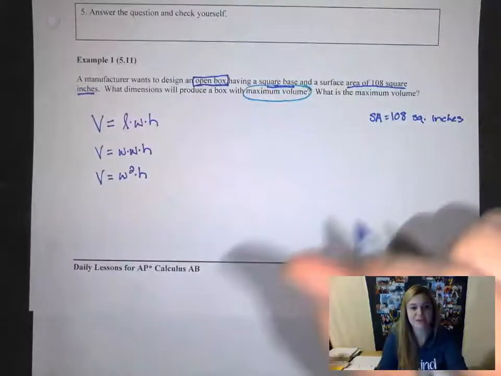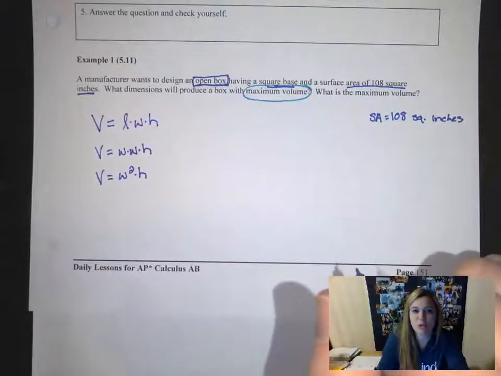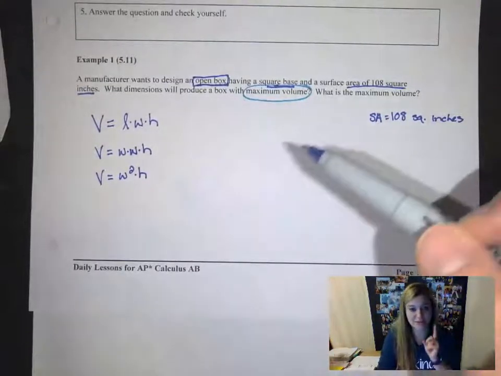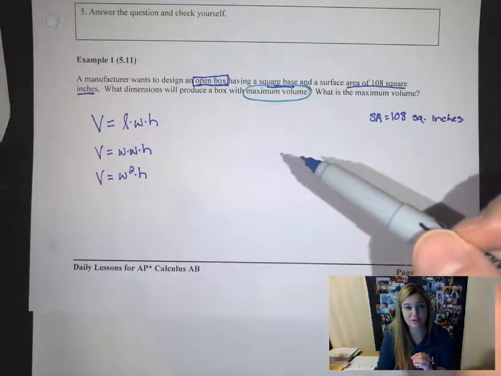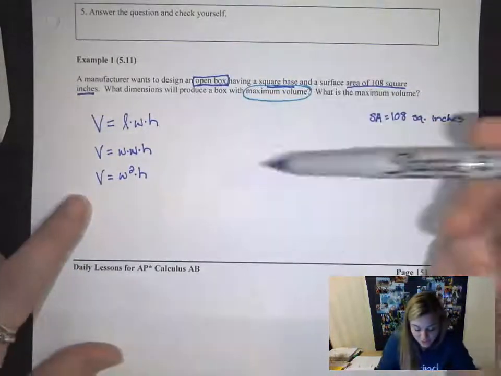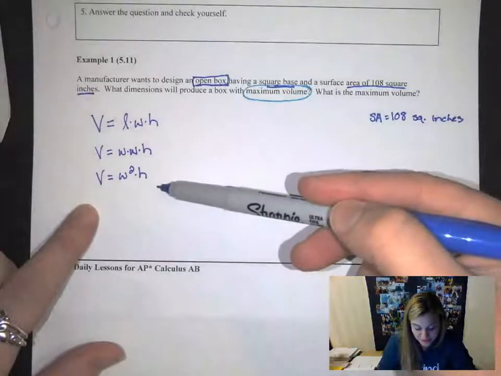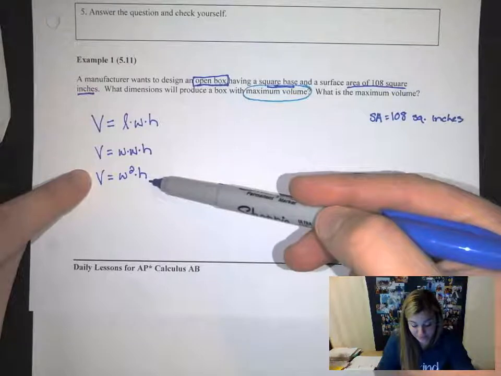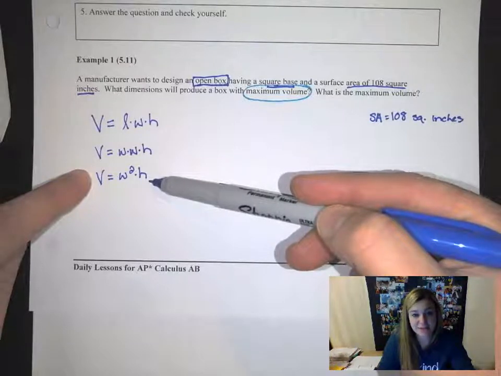you might be thinking right now, there are still way too many variables in this. I don't want to do some sort of crazy related rate problem. I just want to get this down to one variable so I can take the derivative nicely without doing a bunch of related rate stuff. So I've got V is equal to W squared times H. And so knowing that I still want to take the derivative of this, I'm going to see, is there something I can do to make it easier?